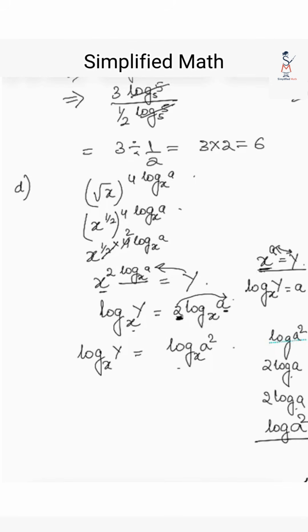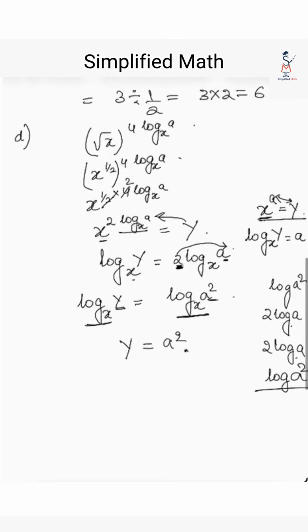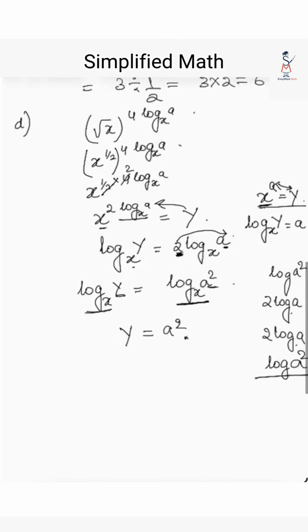Now we can see log y and log a square to the base x are the same. So what is the value of y? The value of y is a square. So what is the value of this exponent? That was y, and y is a square. So this value will turn out to be a square.